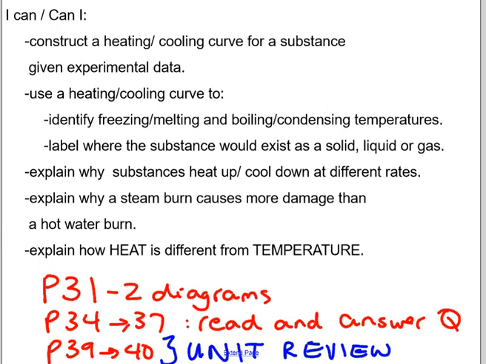I have on page 31 2 diagrams for you to label. On pages 34 to 37 of your work package, there is a workbook within a workbook where there are some readings and questions to answer based on what you've just read to help you understand these concepts. And at the remainder of your work package, pages 39 to 40, is the unit review for our Properties of Matter unit.